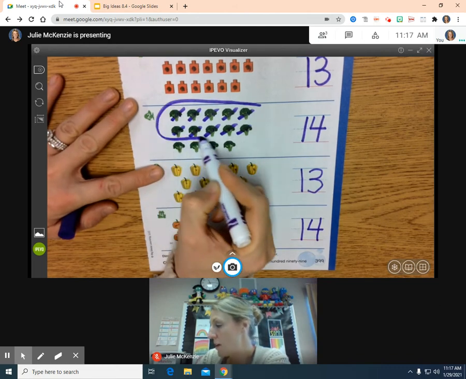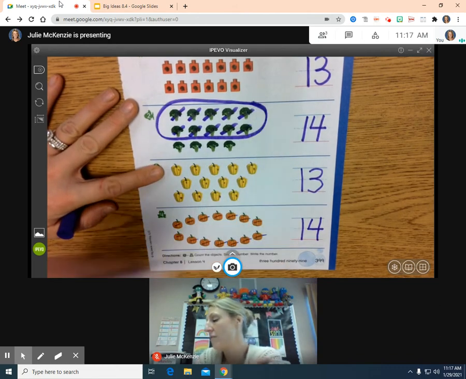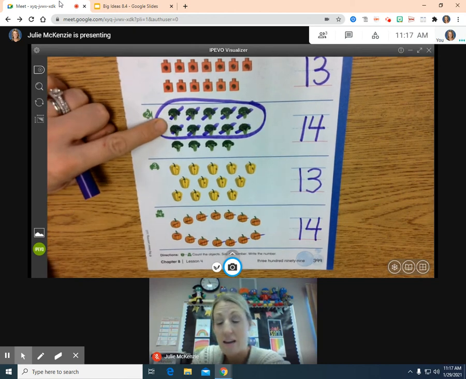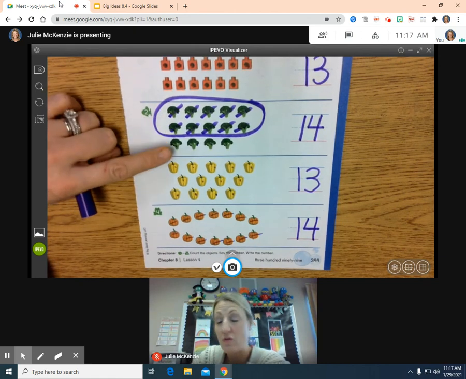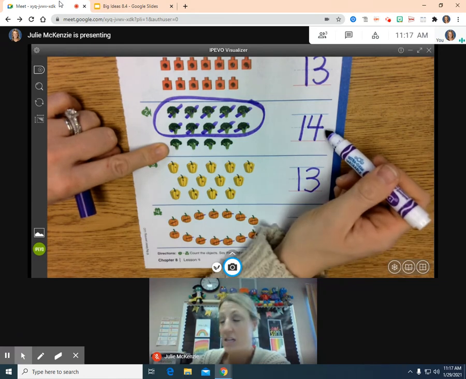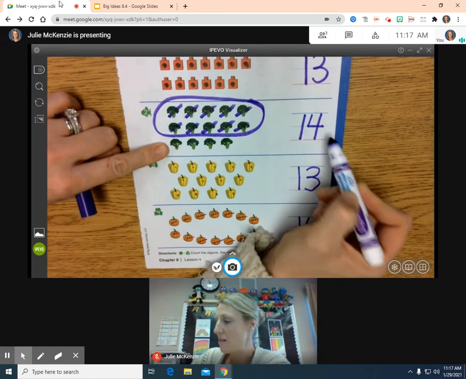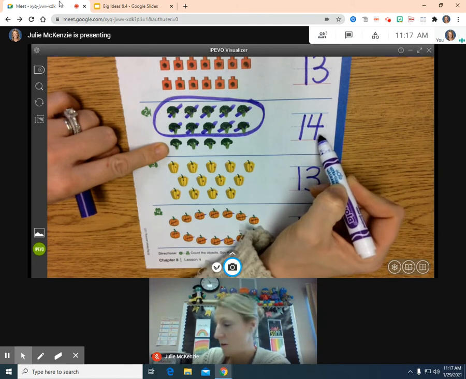Okay, here's what I want you to notice. When you have 14 of something, you have a group of 10, and then you have 4 left over. 14 has a group of 10. The 1 shows a group of 10, and the 4 shows 4 left over.